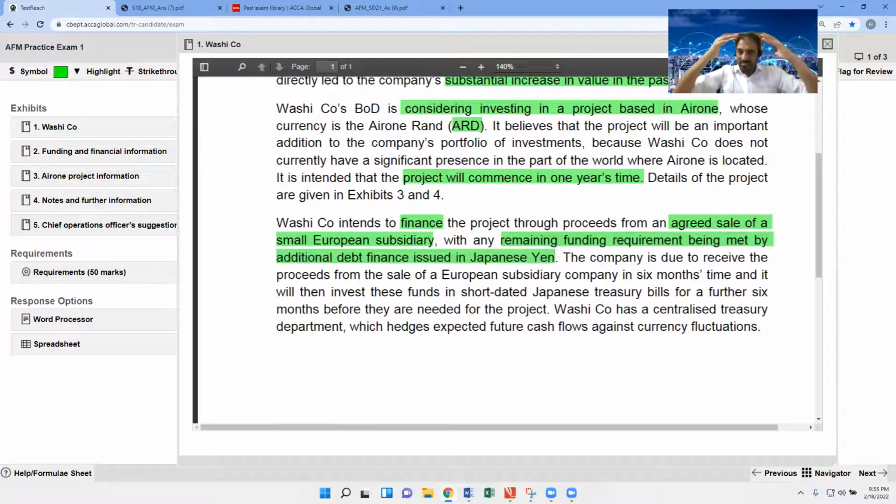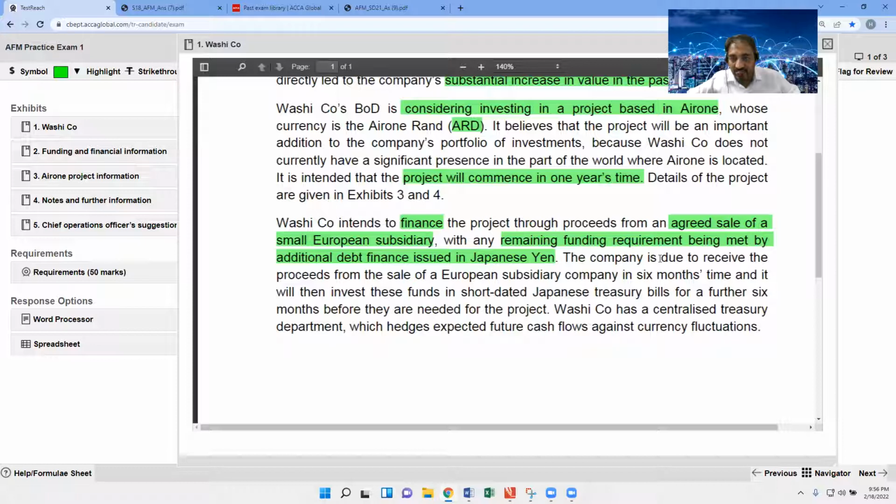So what should be the mindset? If we are going to work out the Air One project, the first thing is where we will collect the finance. We will arrange the finance by selling our international subsidiary. We are in Japan, and we will sell the subsidiary in Europe. Whatever the remaining finance, the difference will be arranged from local debt finance in Japan.